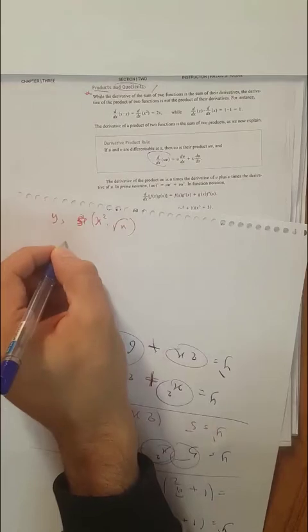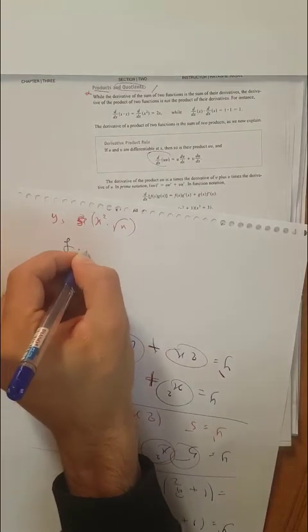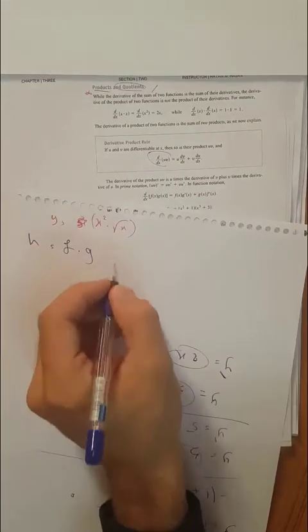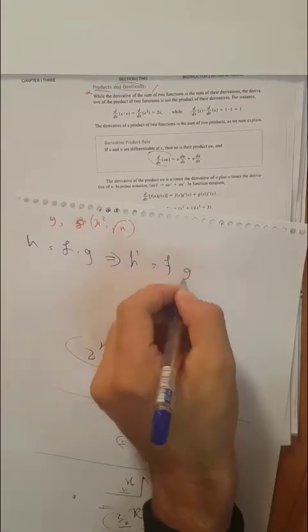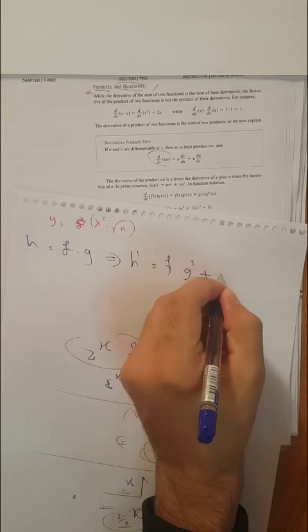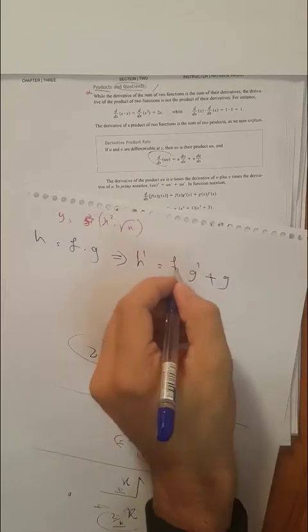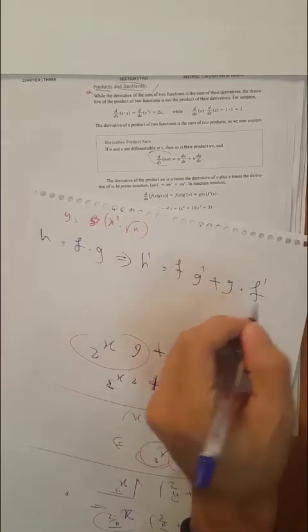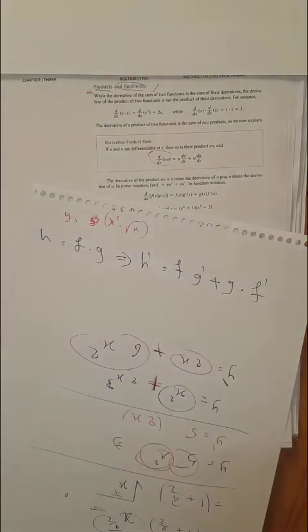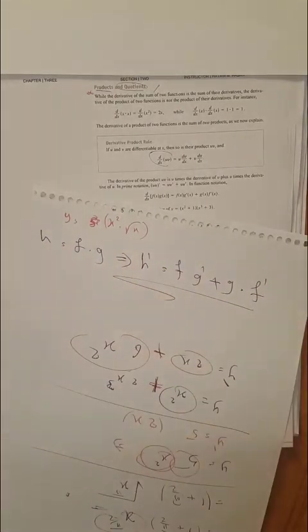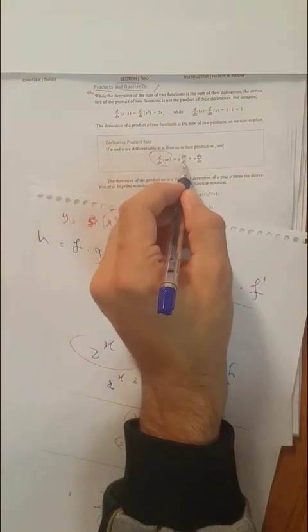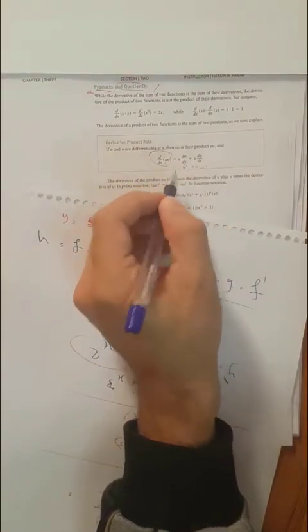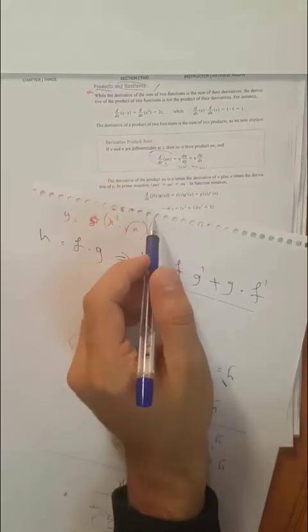We usually say if I have functions f and g, and h is equal to their product, the derivative of h will be the first multiplied by the derivative of the second, plus the second multiplied by the derivative of the first function. So you have uv, u times v prime plus v times u prime. That's all. And how about the example?